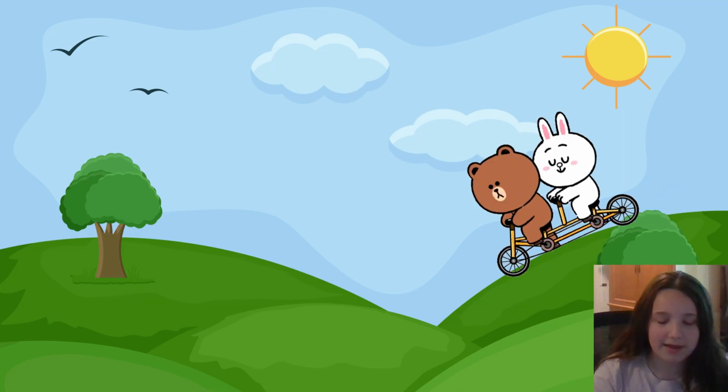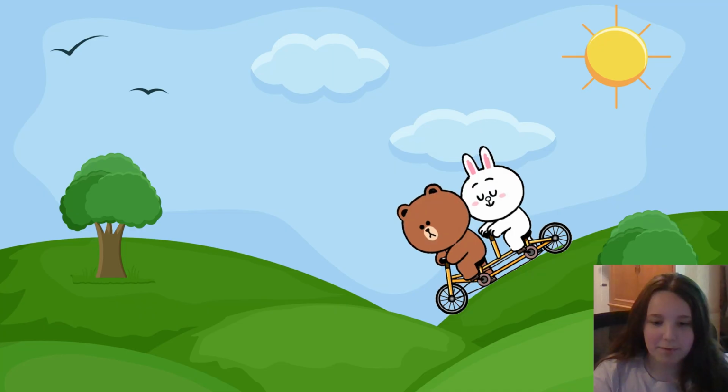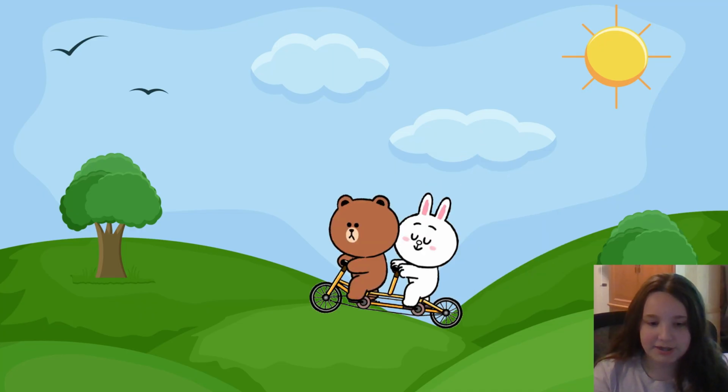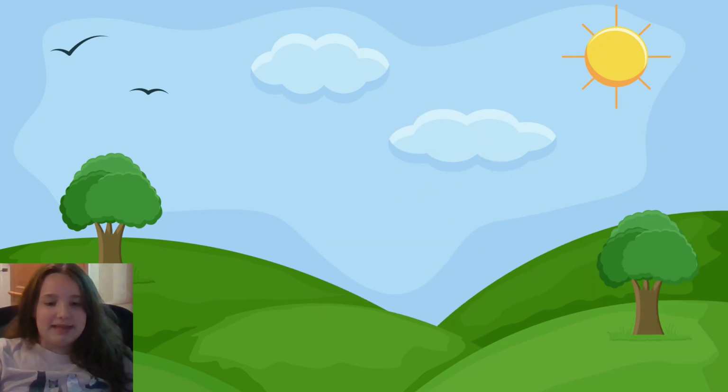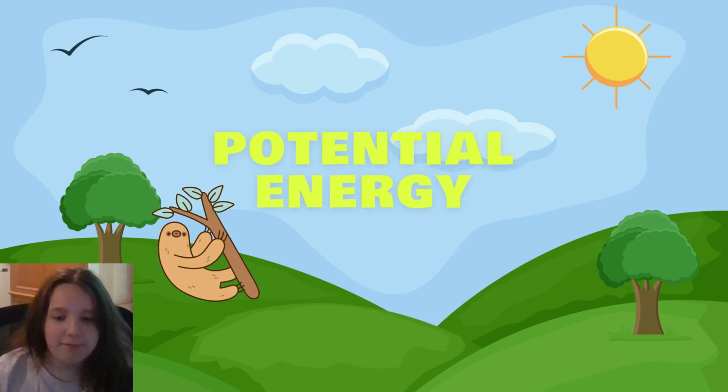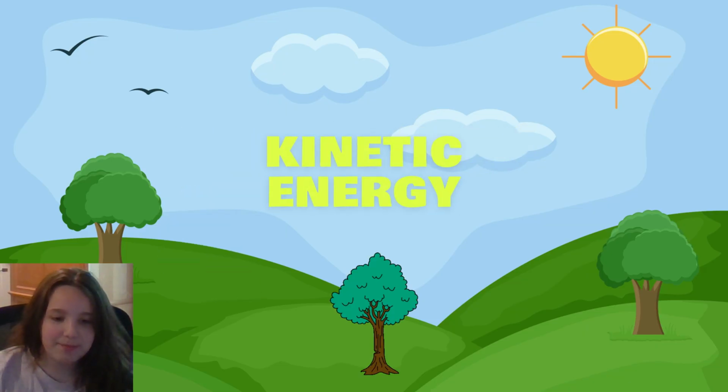Kinetic energy is when you start riding the bike and rolling down the hill. Now the stored up energy is being used and you're moving. The faster you go, the more kinetic energy you have. So, potential energy is like holding onto something before it moves, and kinetic energy is when it's actually moving.